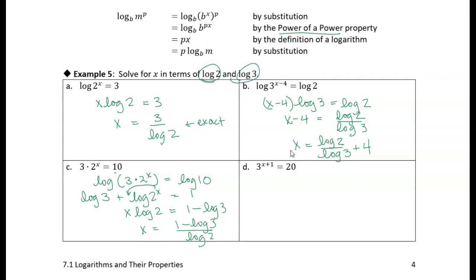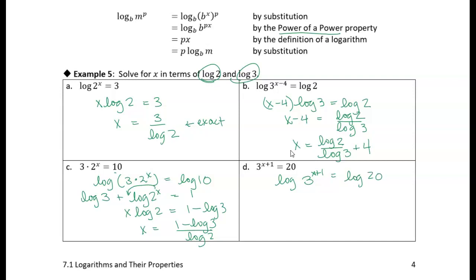All right, here we have another exponential equation that we're going to solve. We're going to use the equality property of logarithms to do it. I have two equal things. If I take the log of those two equal things, those logs are equal. So I'm going to take the log of 3 to the x plus 1, and that's going to be equal to the log of 20.